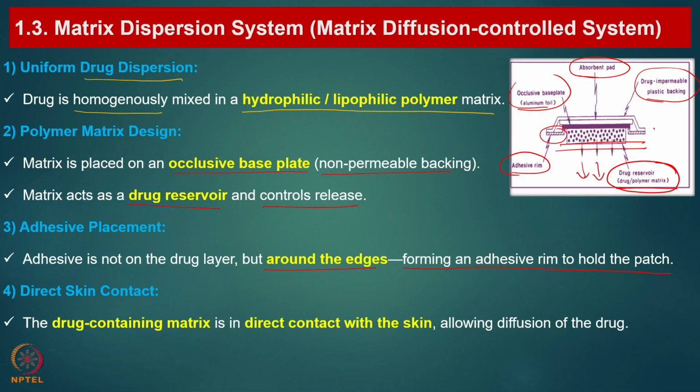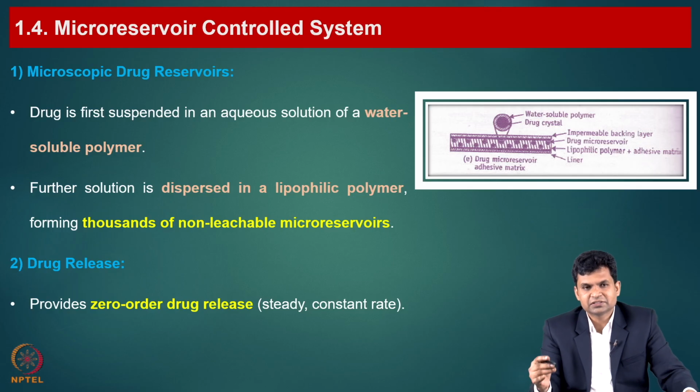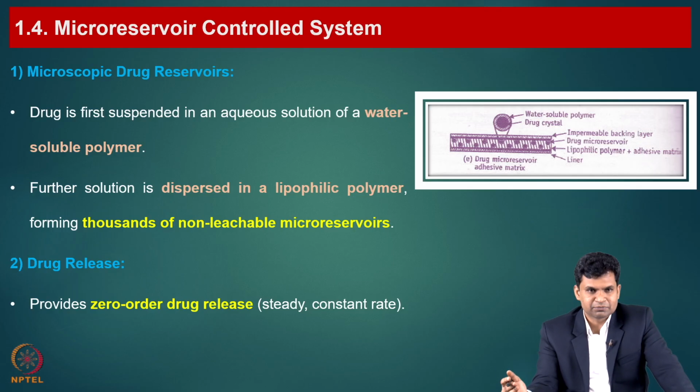So, this will help to adhere to the skin. And with direct skin contact, the drug-containing matrix is in direct contact with the skin, that will allow the diffusion of the drug. So, this will directly contact the skin, there is no barrier of adhesion systems. Now, the fourth one is, these are some of the new innovations which are happening in transdermal patches.